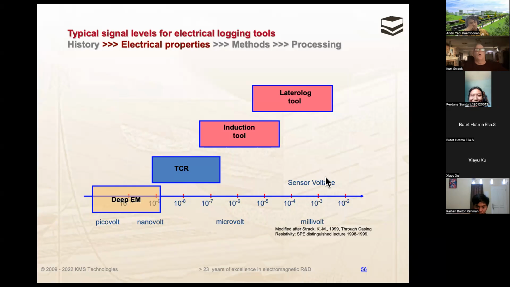If we look at the overall design in logging tools, we can say that the voltage measurements for lateral logs are in the millivolt range, for induction tools in the microvolt range, for through casing resistivity tools, nanovolts, and for deep reading electromagnetics that I will talk about in a minute, it is in picovolts, below sub-nanovolts.